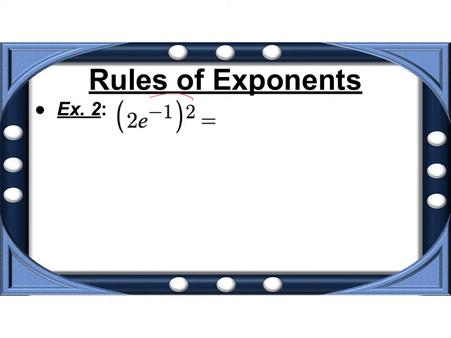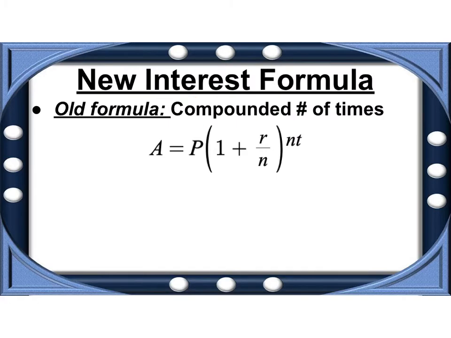You're just applying the rules of exponents. Here we have 2 is getting squared. This is a power raised to a power, so we're going to have 4e to the negative 2. We don't want to leave the negative exponent, so we'll do the reciprocal of just the e. The 4 is not getting that negative, and then it would simplify to 4 over e squared.